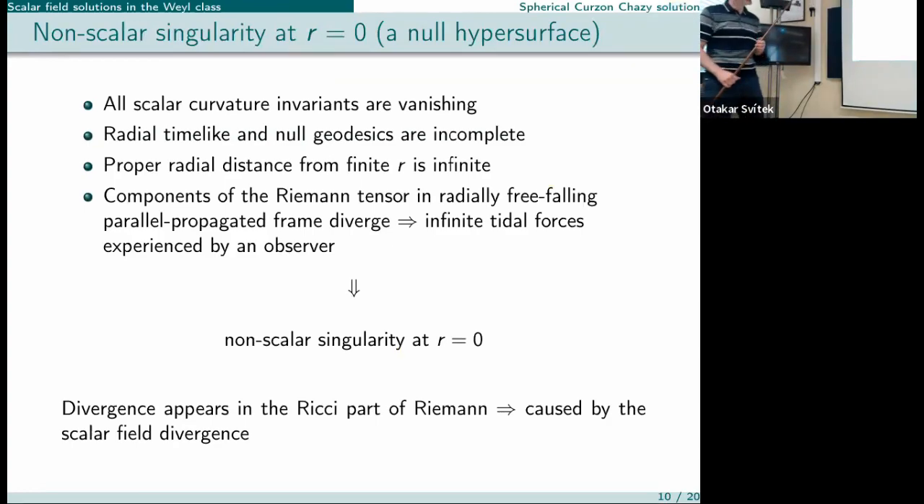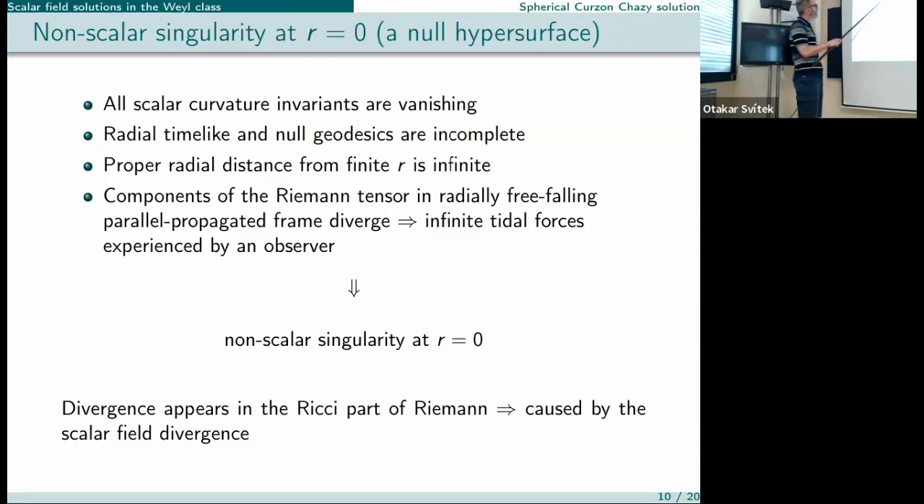You've anticipated it. So this is exactly about the other side, and now we are investigating this R equals 0, which is the first null hypersurface. Curiously, all curvature invariants are vanishing there, which is not automatically clear since the scalar field diverges there. So definitely this should not be an asymptotically flat end because the scalar field diverges there. But still all the curvature invariants are vanishing.